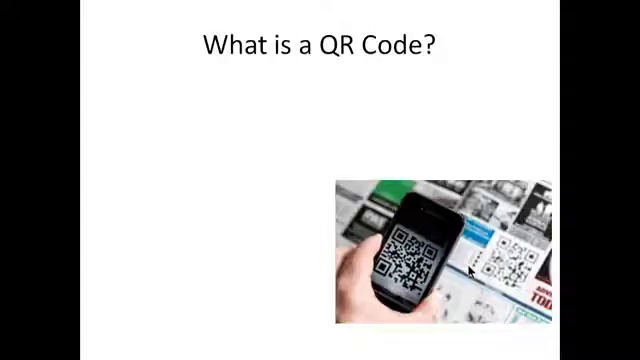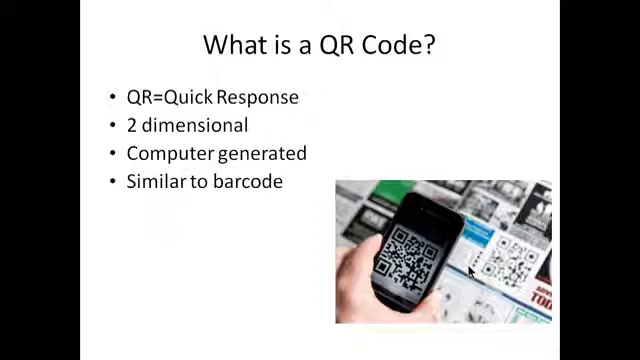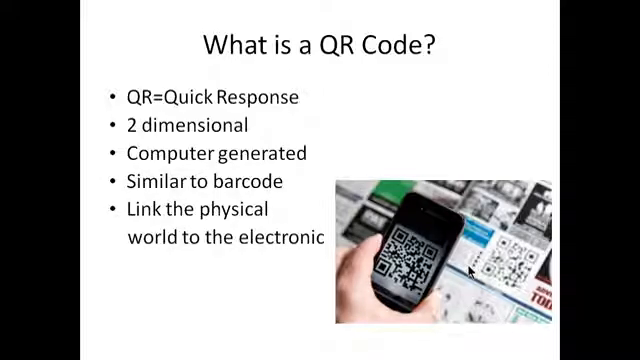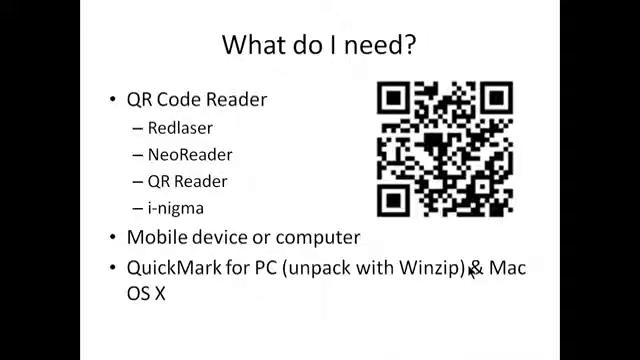So what exactly is a QR code? Well, QR stands for quick response. It is two-dimensional. It is computer generated and is much like a barcode, and barcodes we know have been around for quite some time. It links the physical world to the electronic world, and it can contain up to 250 characters of information.